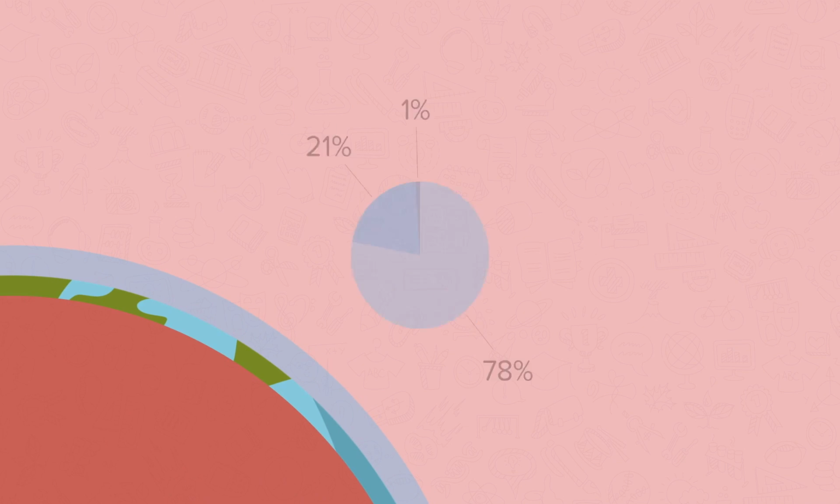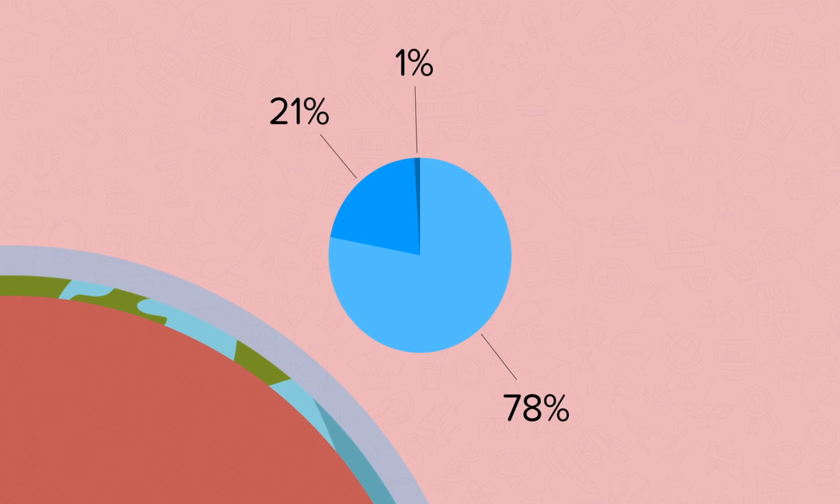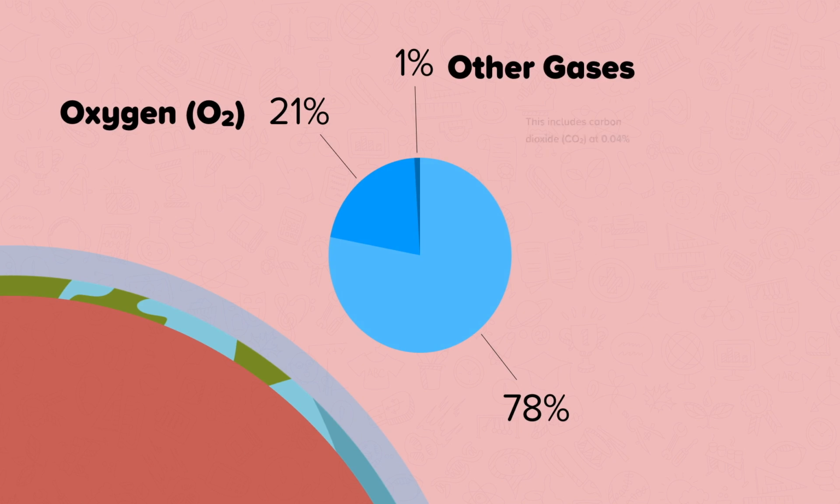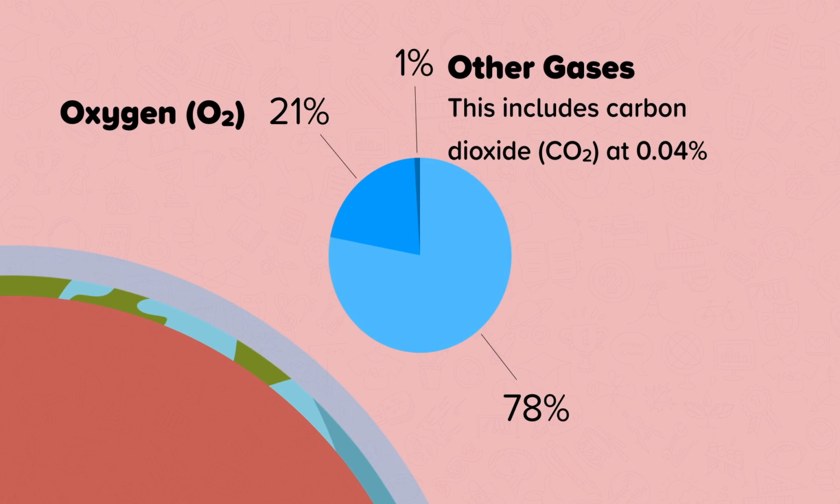Today, the Earth's atmosphere includes the air that we breathe. 21% of the air is oxygen. Other gases make up 1% of the air, including carbon dioxide, now down at 0.04%. Nitrogen makes up 78% of the air.